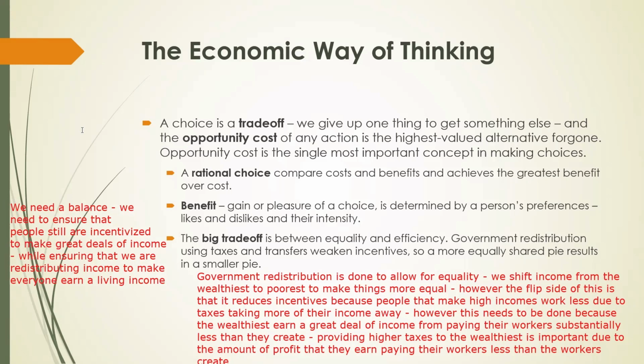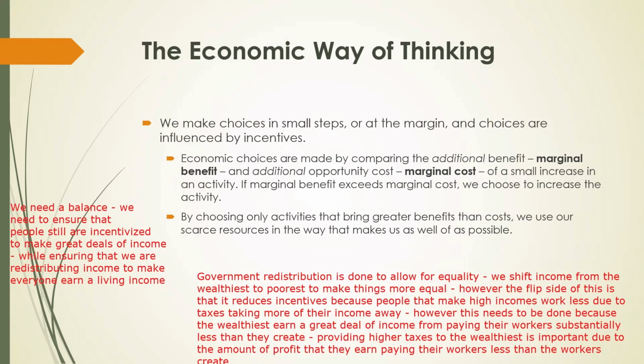And it's very hard to do that, but they're working together in order to balance both at different levels of effectiveness. So that's the struggle government has. And then we make choices in small steps throughout the margin, and choices are influenced by incentives.